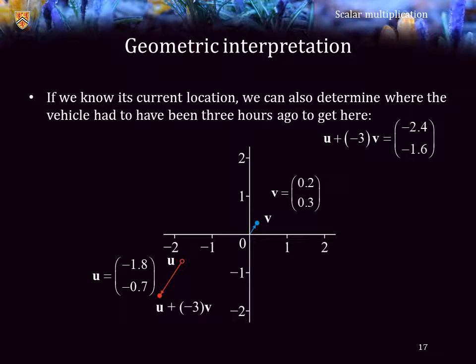Also, at the same time, we can, given the current location, determine where the vehicle would have had to have been 3 hours ago to get to the current location if it was moving at that same displacement per hour for the past 3 hours. In this case, the vehicle would have had to have been at negative 2.4, negative 1.6 to get to the current location now.